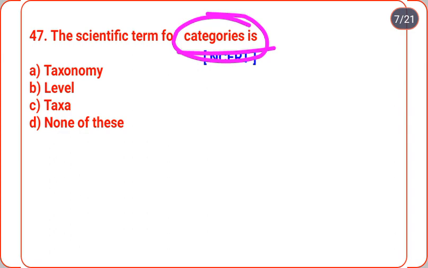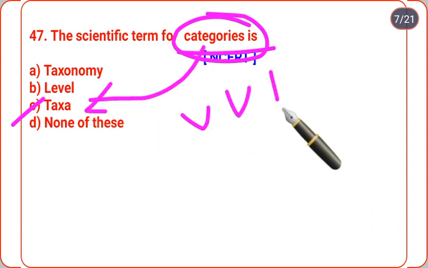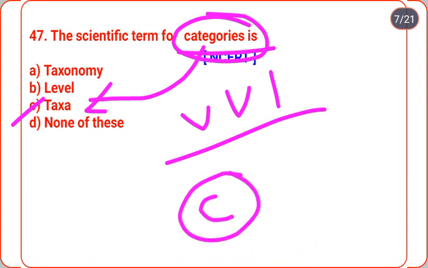So here our correct option is C, taxa. The scientific term for category is taxa. Very important. So our correct answer is option C, taxa. The scientific term for category is taxa. Remember it.